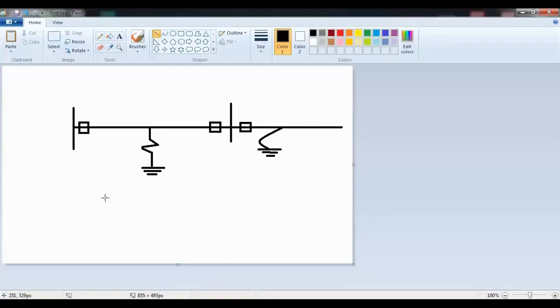First, we will discuss overreach and underreach. Let's talk about overreach and underreach.